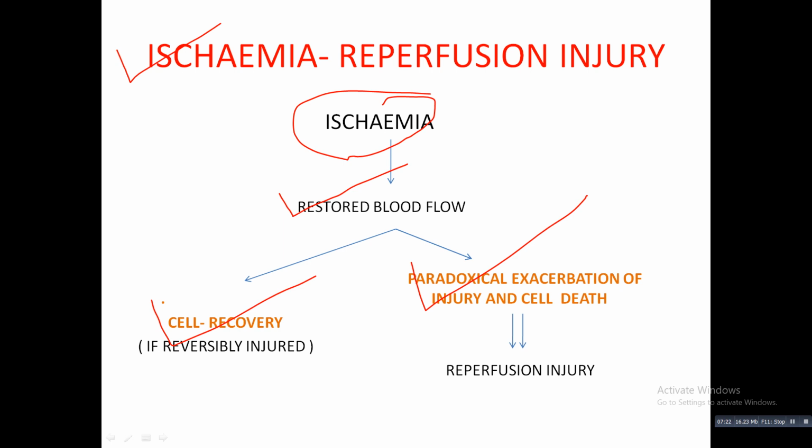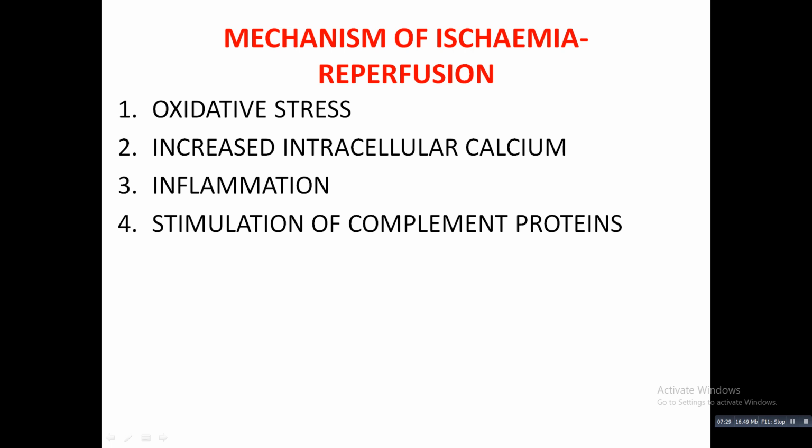Let us see the mechanisms of ischemia reperfusion. There are four main mechanisms which we will be discussing in brief. Number one, oxidative stress. Number two, increased intracellular calcium. Number three, inflammation. And number four, stimulation of complement proteins. Let me repeat: oxidative stress, increased intracellular calcium, inflammation, and stimulation of complement proteins. Let us see number one, oxidative stress.